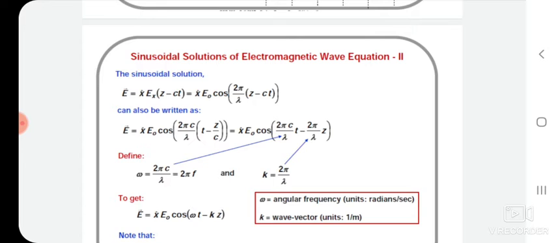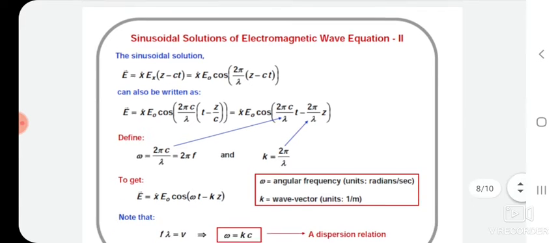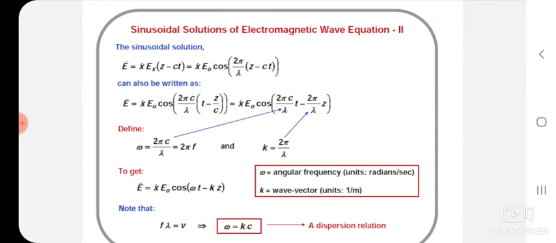If we multiply 2 pi c by lambda inside the bracket, it becomes 2 pi c by lambda into t minus 2 pi by lambda into z, where 2 pi c by lambda is nothing but omega, the angular frequency, because c by lambda is nothing but frequency. Omega is equal to 2 pi f, and k is equal to 2 pi by lambda. Then we get vector E is equal to x-hat E naught cos(omega t minus kz).